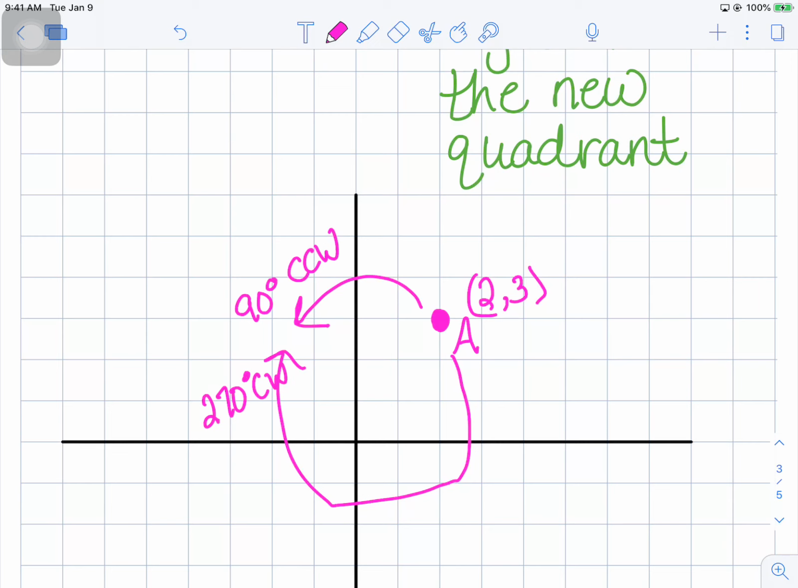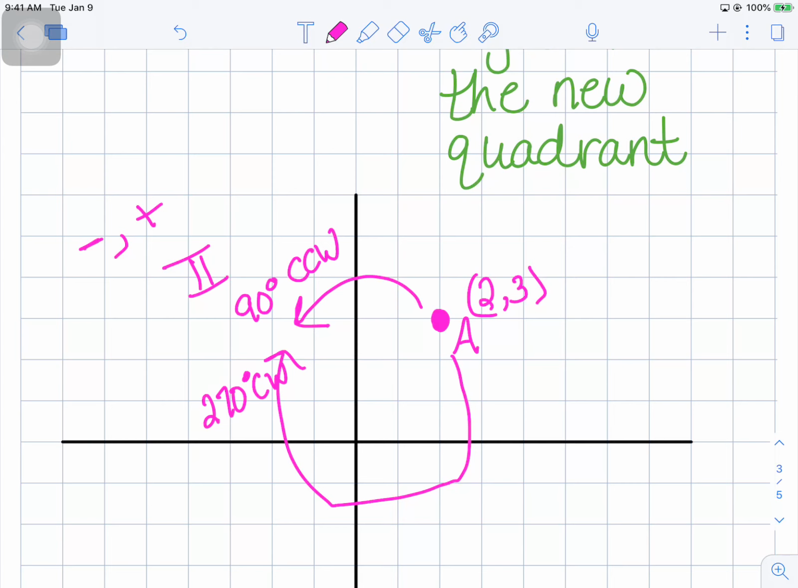So I look at my original pre-image and I say, where am I going to end up? Well, I'm starting in quadrant 1. I'm going to end up in quadrant 2. And remember what your signs are in quadrant 2. My X's are always negative and my Y's are positive. And you have a little sheet that we did with this. So if I look and say, okay, well my original is 2 and 3, I'm going to switch them.